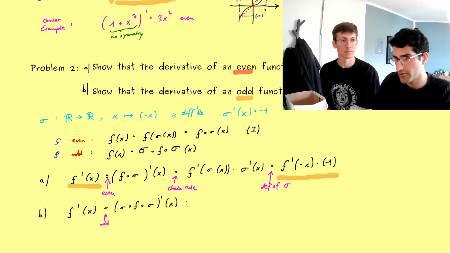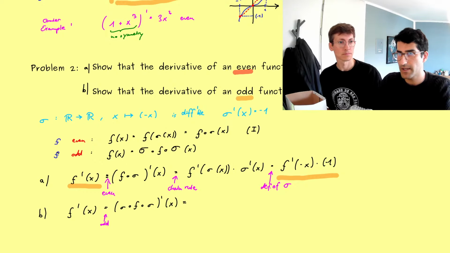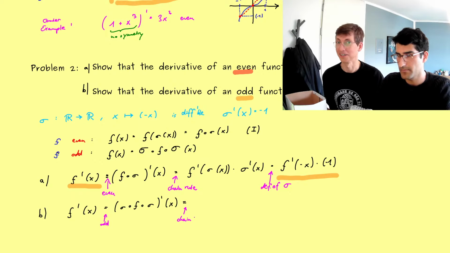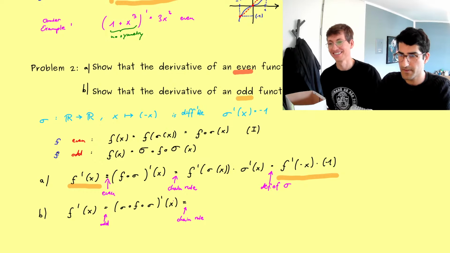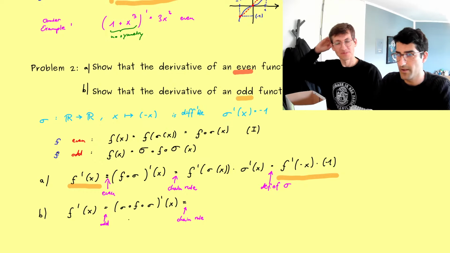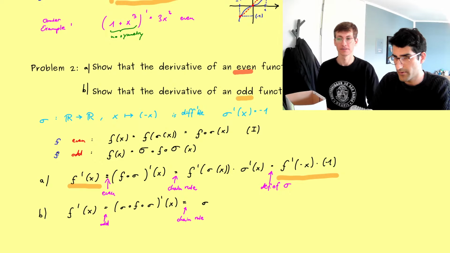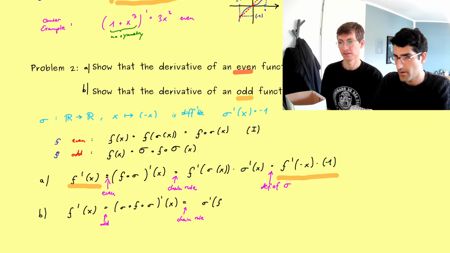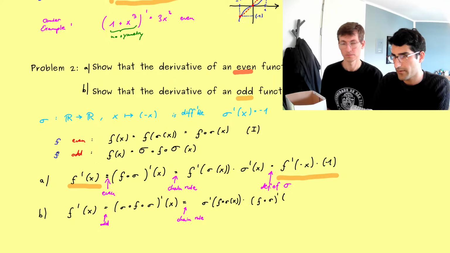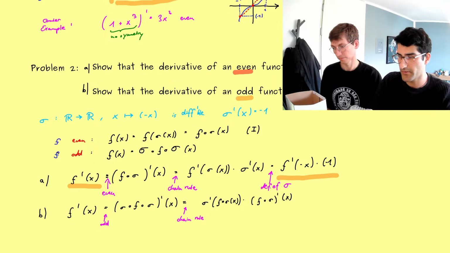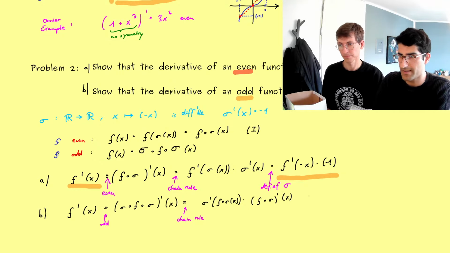It's a composition of differentiable functions, which means we can calculate the derivative using the chain rule. So the idea is exactly the same as above. We first do the outer derivative, so it's sigma prime of f after sigma of x times the inner derivative, which is f after sigma prime of x as a first step. So we need to do the chain rule twice if we are really precise here now.